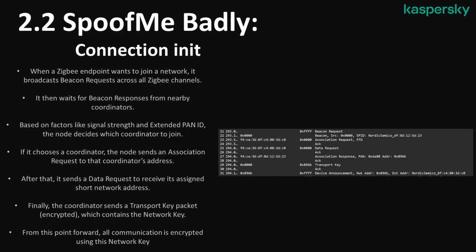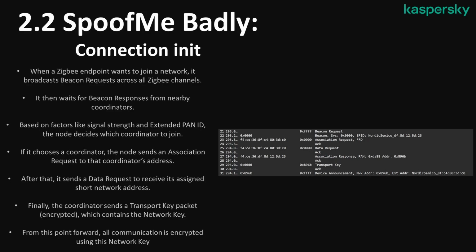After that, the node should send, okay, I want to connect to you, by an association request. The coordinator should send an acknowledgement. After that, the node should send, okay, give me a network address. The coordinator will respond with the network address, and immediately after that, the coordinator will send a transport key packet, which is encrypted with the link key and which will deliver the network key to this node.